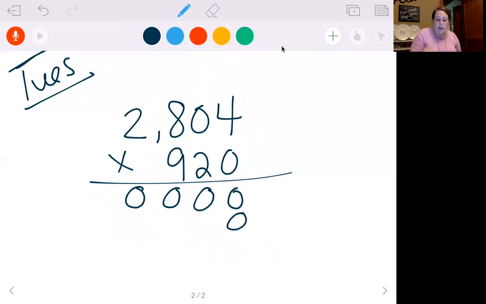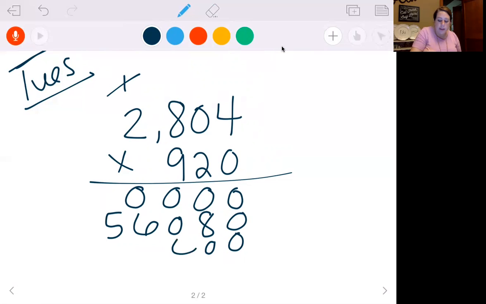Placeholder 0. 2 times 4 is 8. 2 times 0 is 0. 2 times 8 is 16. Put my 6, carry my 1. 2 times 2 is 4, plus 1 is 5. 2 placeholder zeros. 9 times 4 is 36. Put the 6, carry the 3. 9 times 0 is 0, plus 3 is 3. 9 times 8 is 72. Put my 2, carry my 7. 9 times 2 is 18, plus 7, 19, 20, 21, 22, 23, 24, 25.